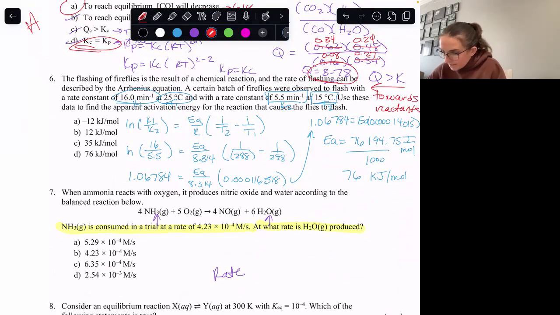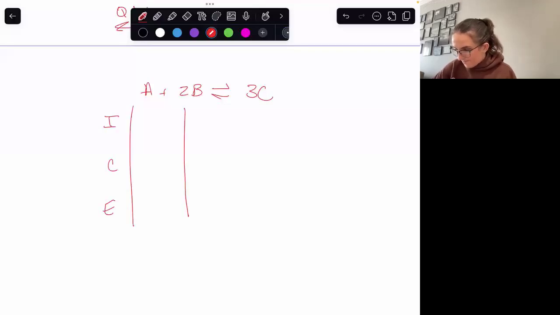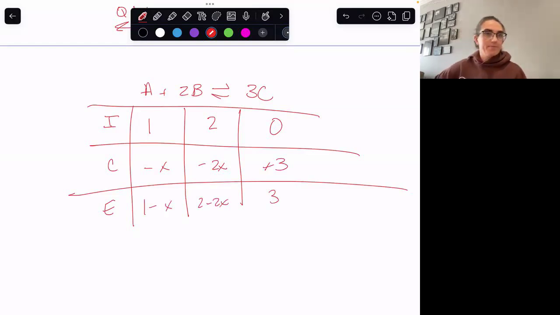And then I think the last thing is really just ice tables. If you have 1 and 2 and 0, this would be minus x, minus 2x, plus 3x. So it's 1 minus x, 2 minus 2x, and 3x.